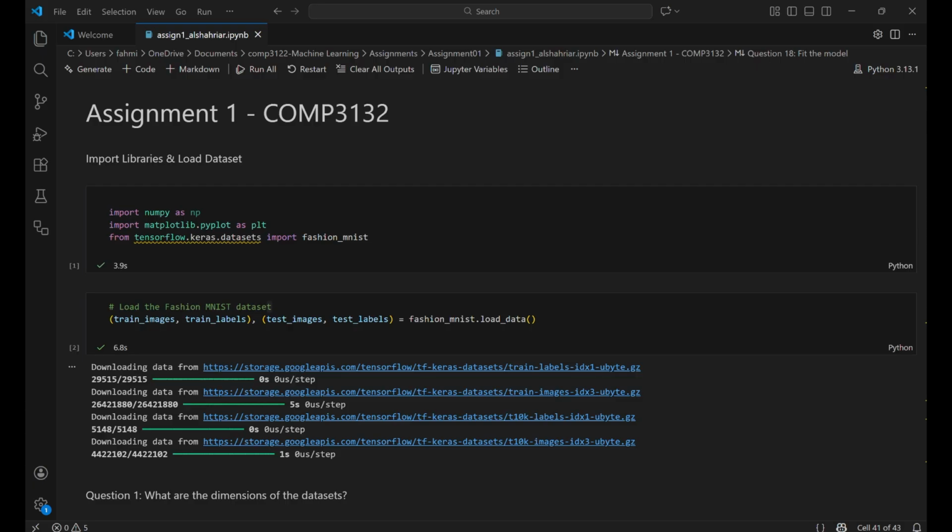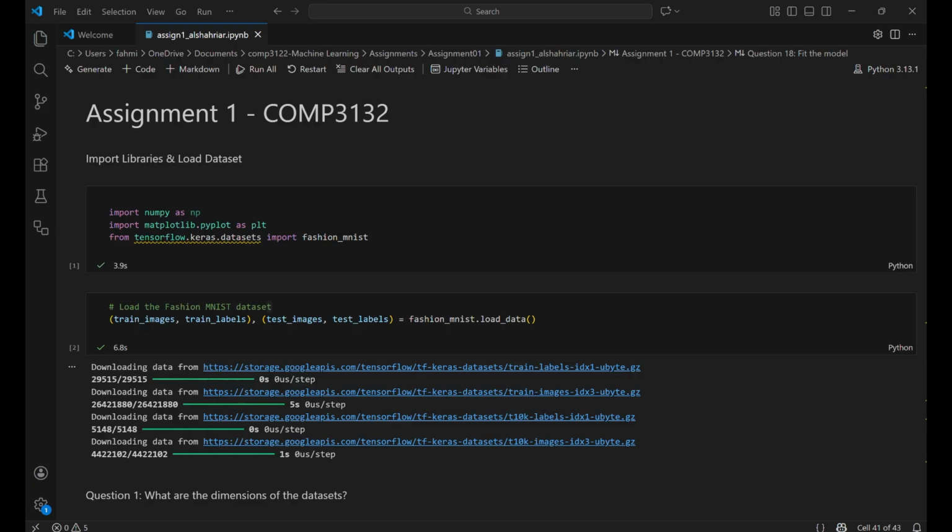So first, I started by importing the required libraries such as NumPy, Matplotlib, and the Fashion MNIST dataset from Keras. After loading the dataset, I examined the dimensions of the training and testing datasets. The training dataset contains 60,000 images, and the testing dataset contains 10,000 images. Each image is 28 by 28 pixels and is in grayscale. I also verified the lengths of the training and testing labels to ensure they matched the number of images.